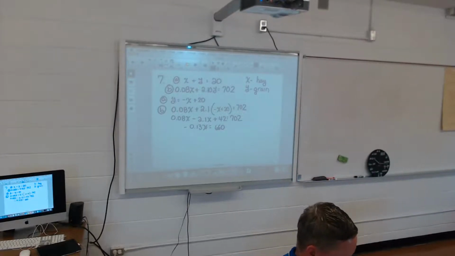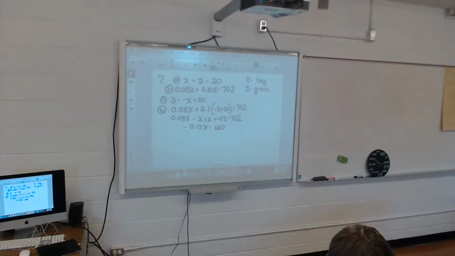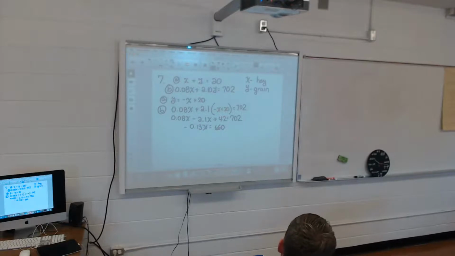All right. During the winter, Mason feeds his horse a daily diet of hay and a mixture of grain. Total weight of the hay and grain is 20, so x plus y equals 20. You recently ordered grain at $2.10 a pound and hay at 0.08 cents per pound for the last 60 days and paid a total of $702. How much hay and how much grain does Mason feed his horse per day?